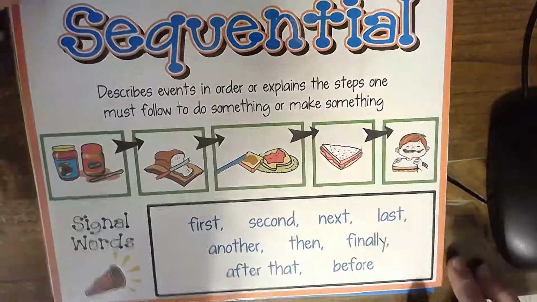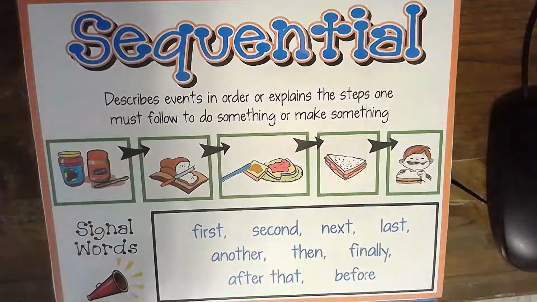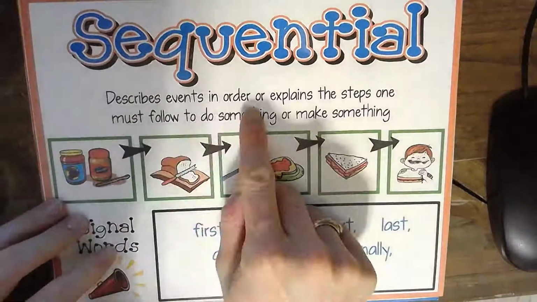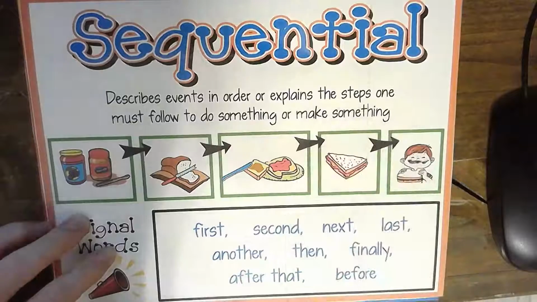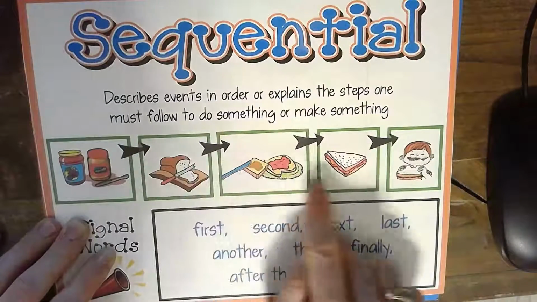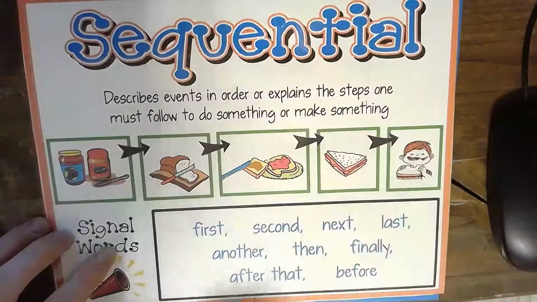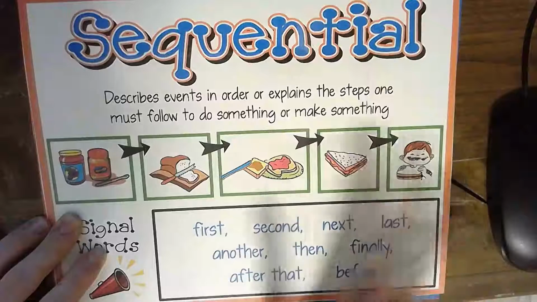Today we're going to talk about the different text structures that we have in reading. There's 5. So the first one we're going to talk about is sequential. Describes events in order or explains the steps one must follow to do something or make something. So here you notice you have these boxes and we have arrows going from one box to the next to show that it's in sequential order, in a sequence.